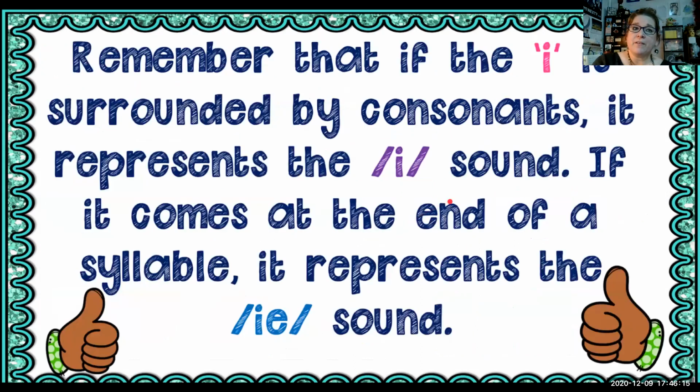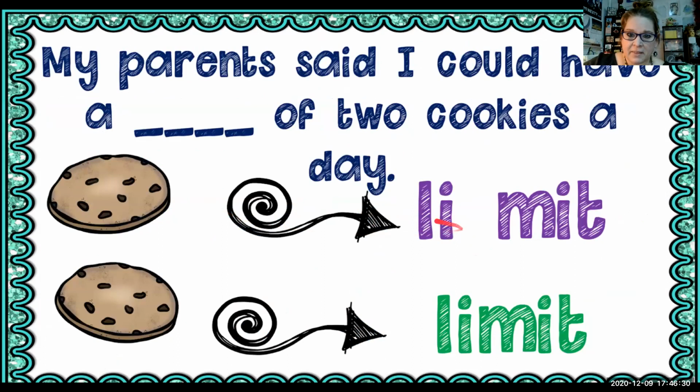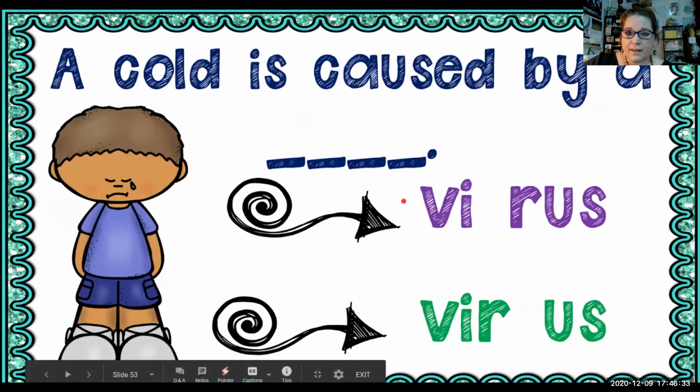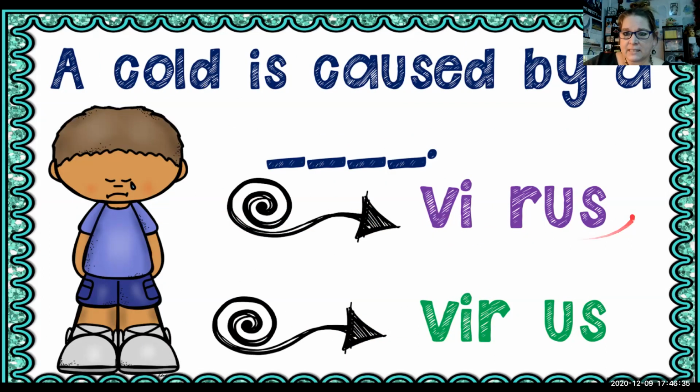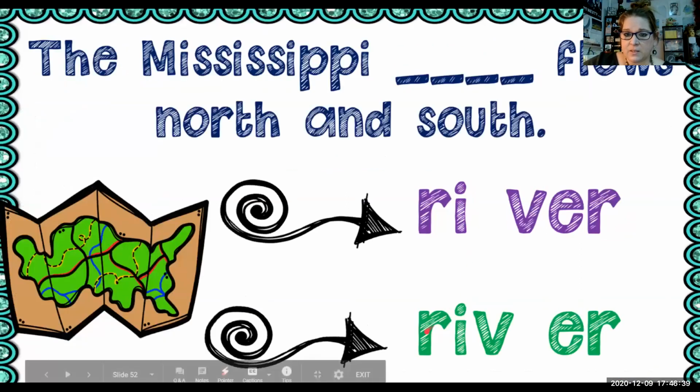All right, so remember that if the I is surrounded by consonants, it makes the short I sound. If it comes at the end of a syllable, it represents the long I sound, okay? So like this is virus. It comes at the end of a syllable by itself. This one says river because it has a consonant here in the front and a consonant here in the back.